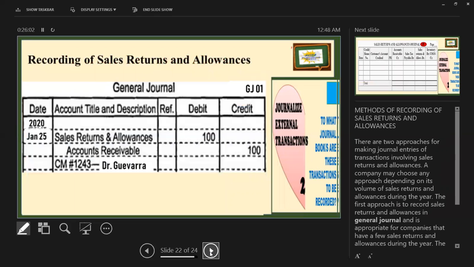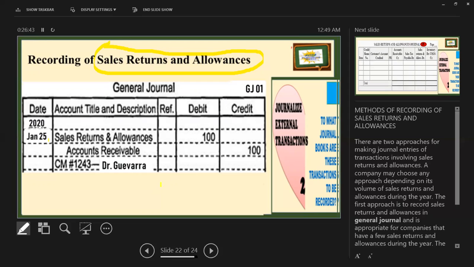So, recording of sales returns and allowances. This is another account title, to be precise, which is peculiar to merchandising: sales returns and allowances. So the normal entry for sales returns and allowances will be debit sales returns and allowances and credit accounts receivable. There are two methods of recording or approaches for making journal entries of transactions involving sales returns and allowances. A company may choose any approach depending on its volume of sales returns and allowances during the year.